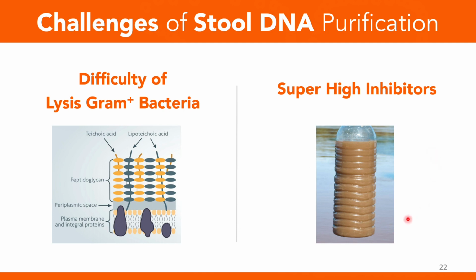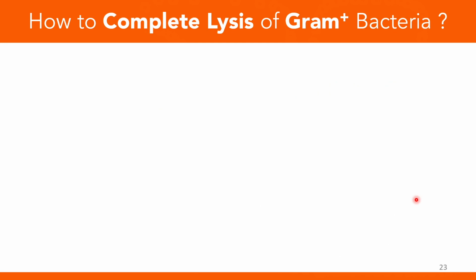The second challenge is easier to understand but difficult to solve. Inside of the stool DNA, there are super high inhibitors because stool sample comes from many different ingredients, and it's incubated in our stomach for a while to gut. So there are so many inhibitors inside.